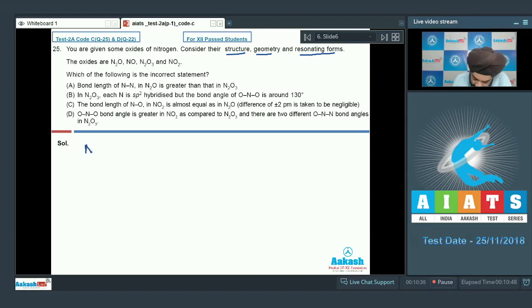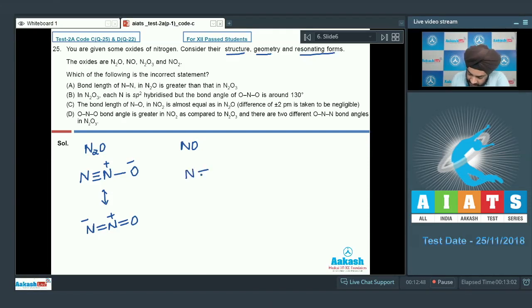So we have N2O first. N2O has majorly two contributing structures. There is a coordinate bond between N and O, which can undergo resonance to form the second structure. So this is the structure of N2O. Let us look at the structure of NO now. So NO, as we had already seen before, has this structure.